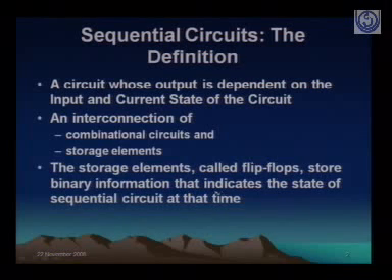The storage elements, so flip-flop is primarily a storage element. Storage elements called flip-flops store binary information that indicates the state of the sequential circuit at that time. So primarily a flip-flop is part of a sequential circuit and is a storage element. The second part of sequential circuits happens to be the combinational circuit. The combinational circuits are primarily the flow circuits, right?